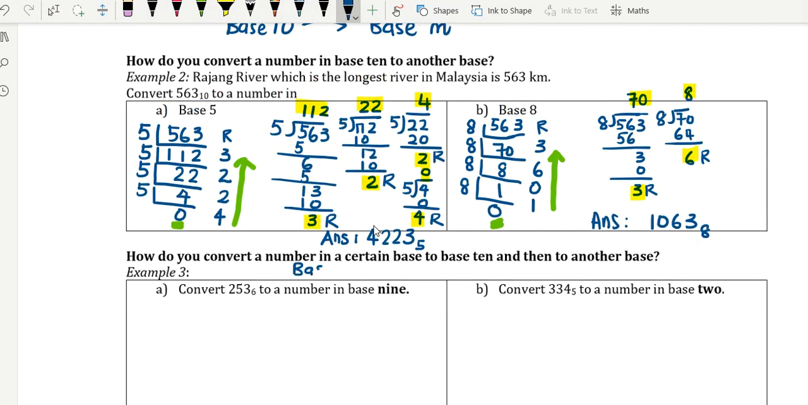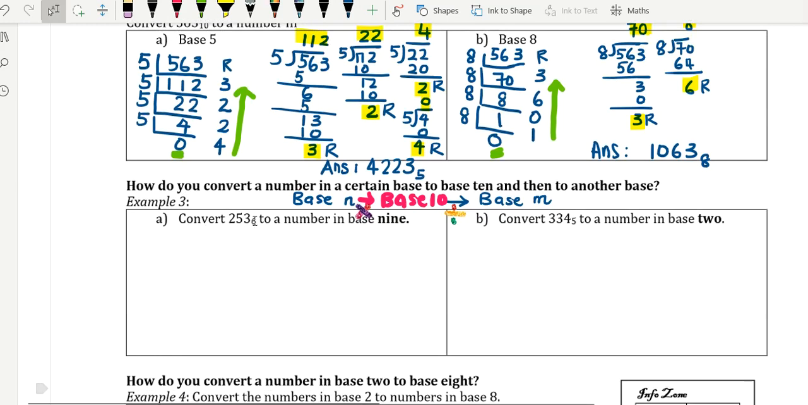From base n, you want to convert to base m. From one base to another base, the important point is you must always pass through base 10. You must convert back to base 10 first. So from base n to base 10, you multiply, and then from base 10 to base m, you divide. Multiplication first, then only you divide.